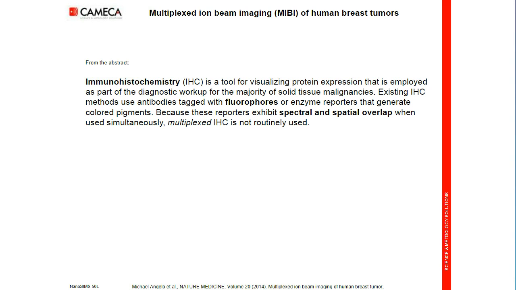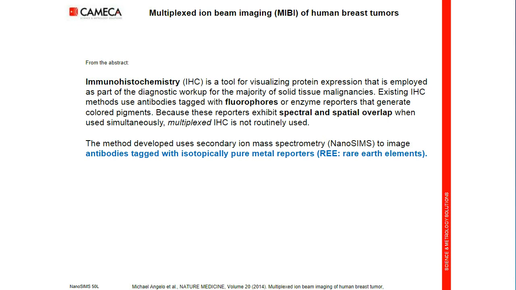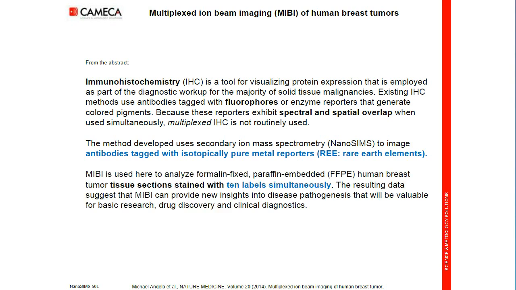So the method that was developed here or applied here is to tag antibodies with isotopically pure metal reporters. In this article, rare earth elements were used as the metals. So the method called MIBI, for multiplexed ion beam imaging, is applicable on formalin-fixed paraffin-embedded, here on human breast tumor tissue sections that were stained with 10 labels simultaneously.